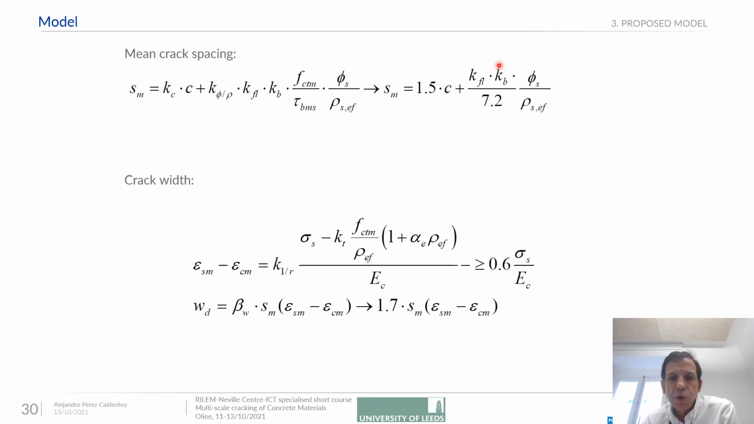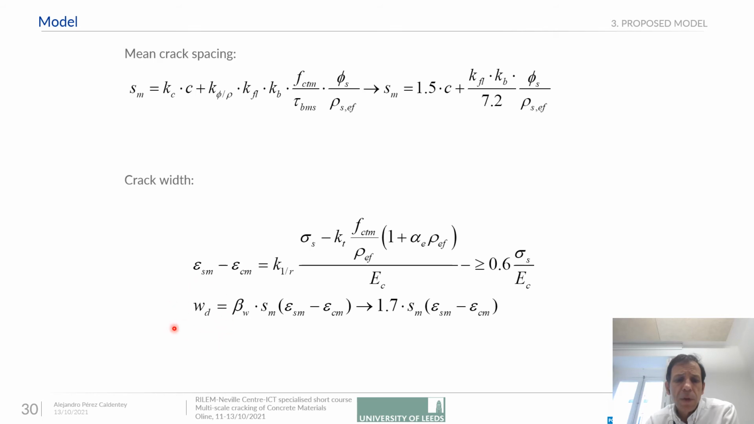So we have introduced KFL and KB. These are the novelties, let's say, apart from the new calibration. And then for the strain of steel with respect to concrete, we have the traditional expression, but it is multiplied by the K curvature factor, which we just saw is very necessary. This factor is actually fundamental to obtain good results when you have large bars and large covers.